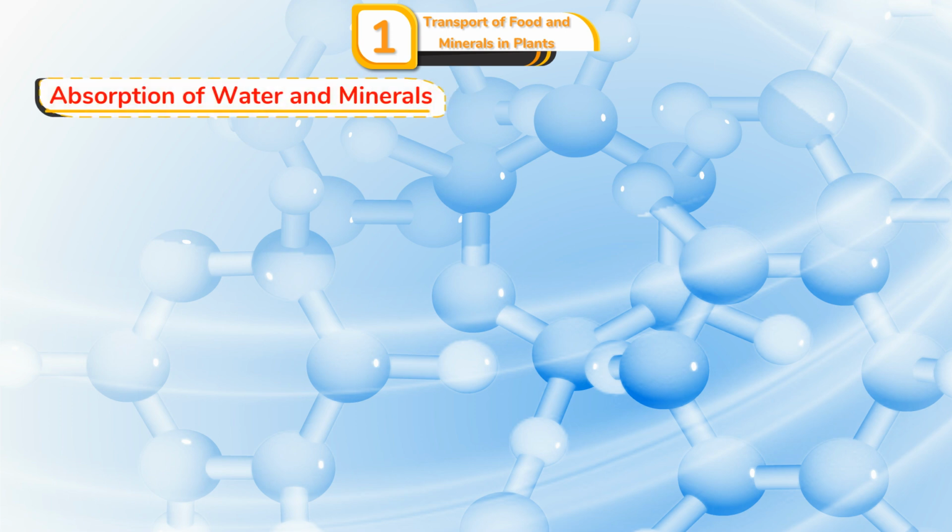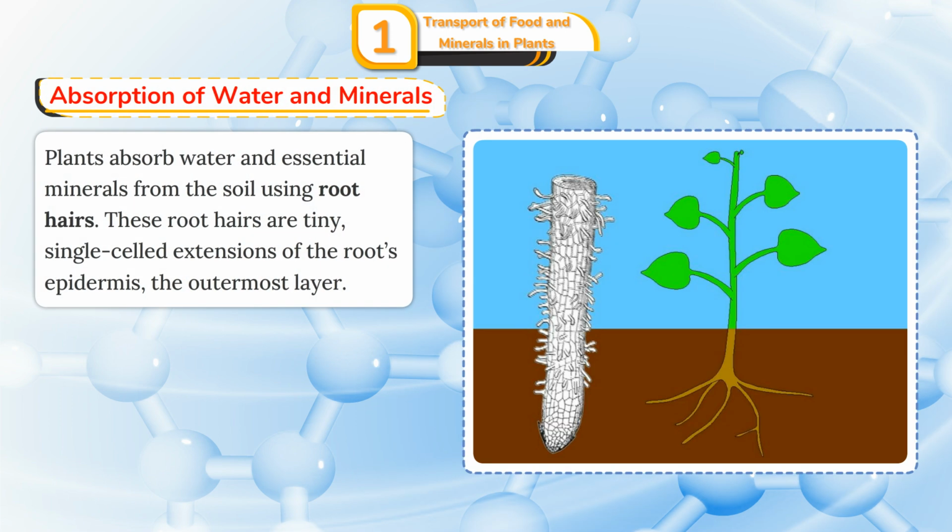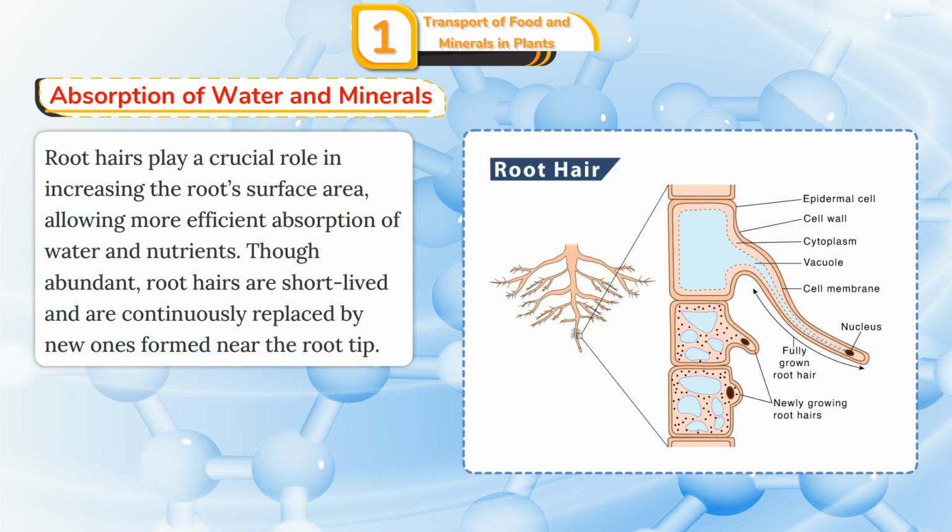Absorption of water and minerals. Plants absorb water and essential minerals from the soil using root hairs. These root hairs are tiny single-celled extensions of the root's epidermis, the outermost layer. Root hairs play a crucial role in increasing the root's surface area, allowing more efficient absorption of water and nutrients.